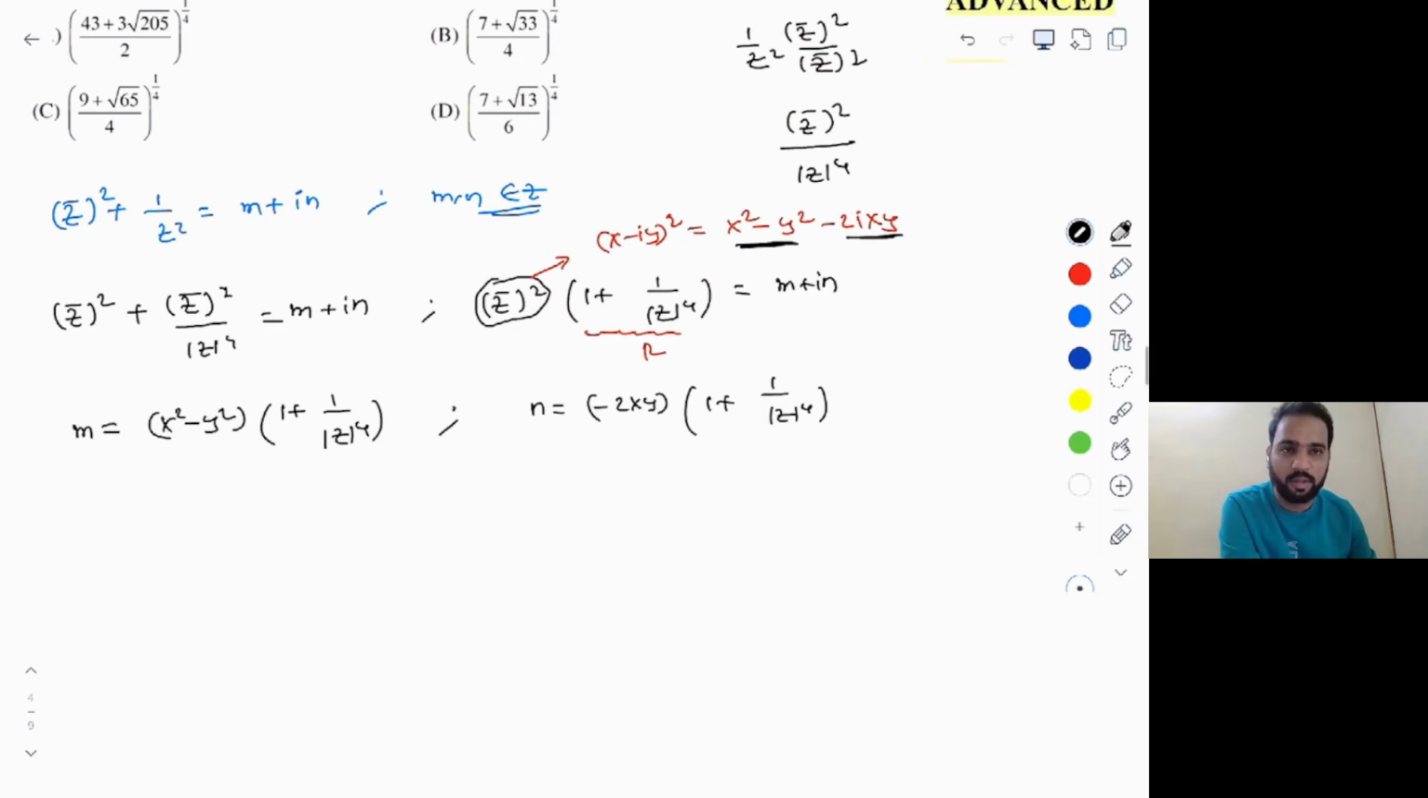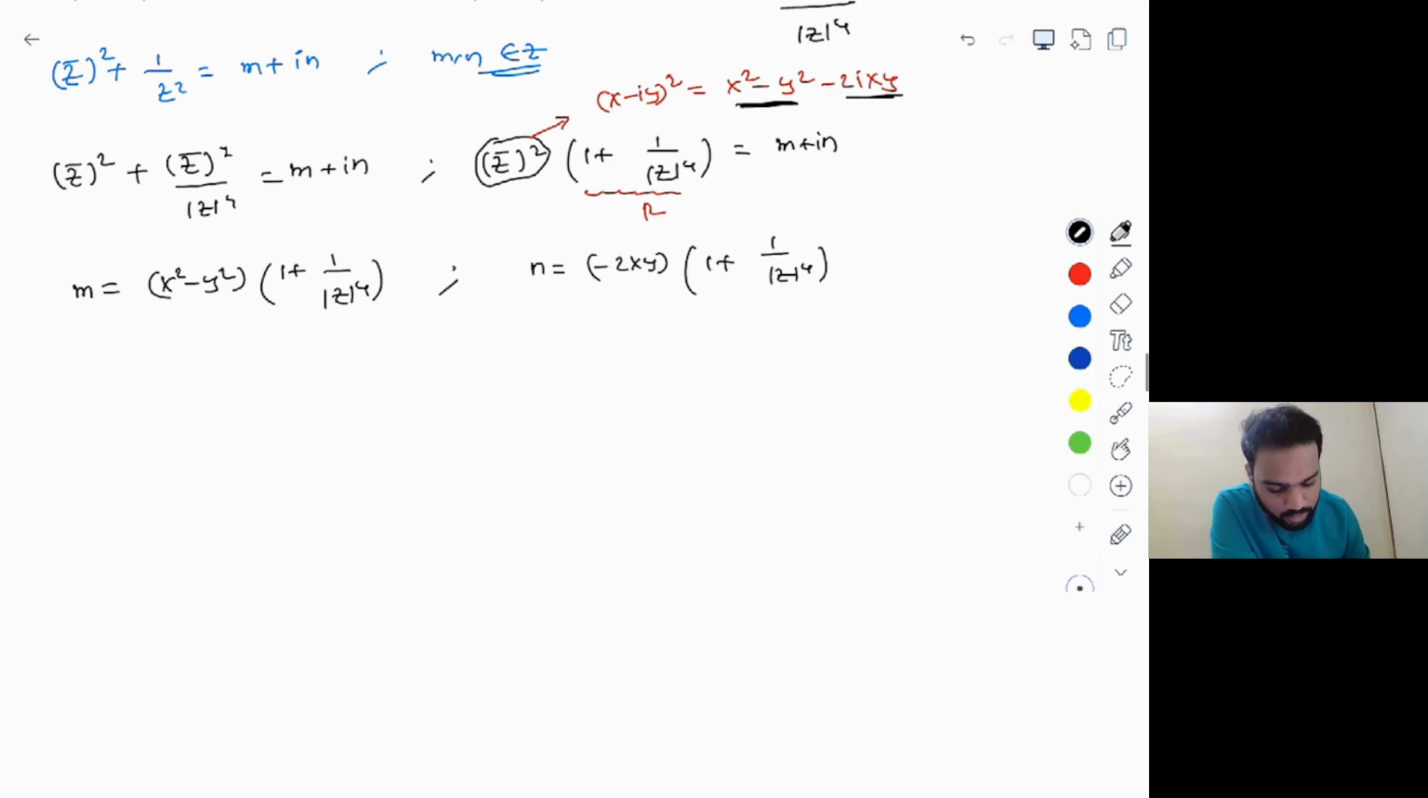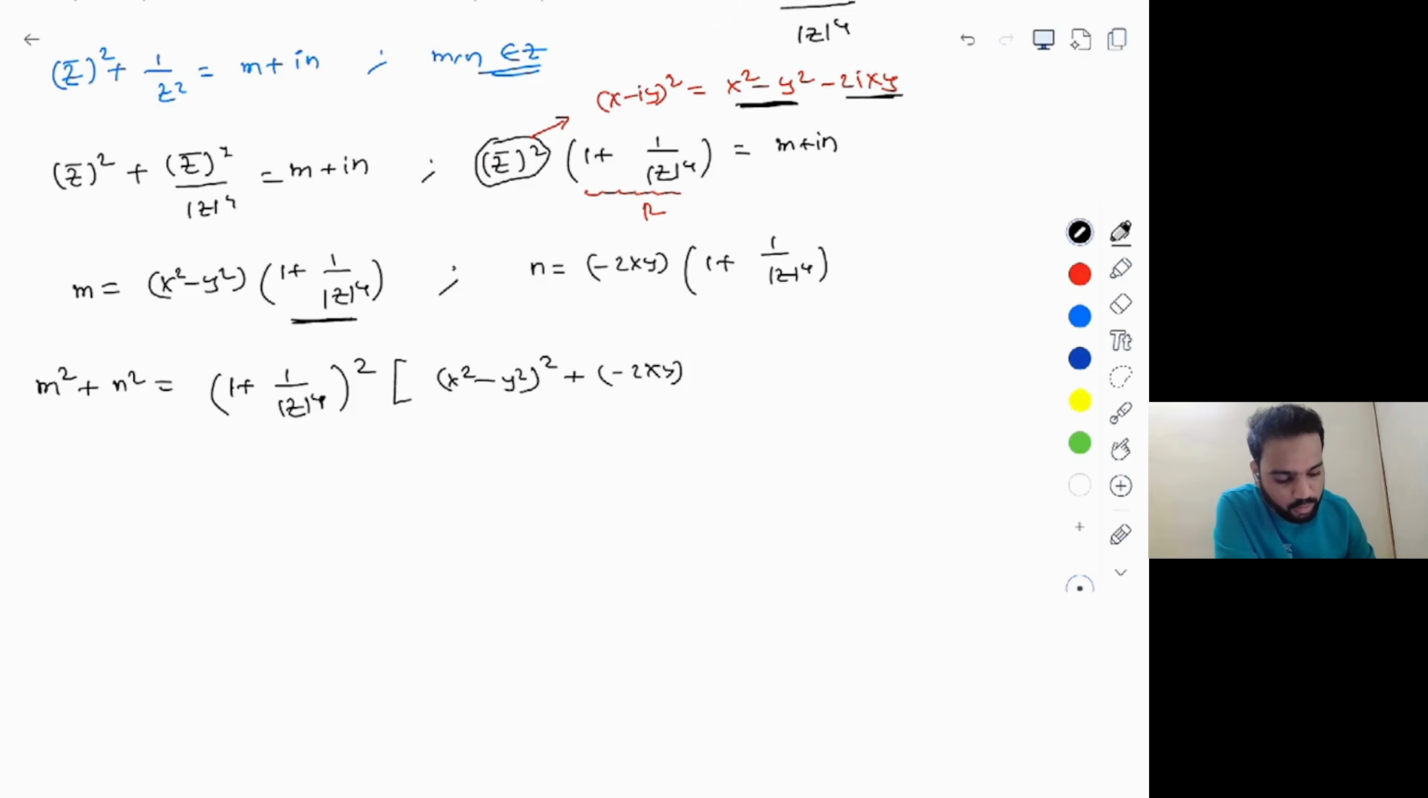Okay, now the idea for this question is that you have to try to square and add both these equations, that is both the values of m and also n. Okay, so let's do that. Let's square and add. M square plus n square is equal to, first of all, this 1 plus 1 by mod z to the power of 4 is common in both of them, even if you square and add. So I will take that part common first of all. So 1 plus 1 divided by mod z to the power of 4 whole square common. And then the remaining part, which is x square minus y square whole square plus minus 2xy whole square.